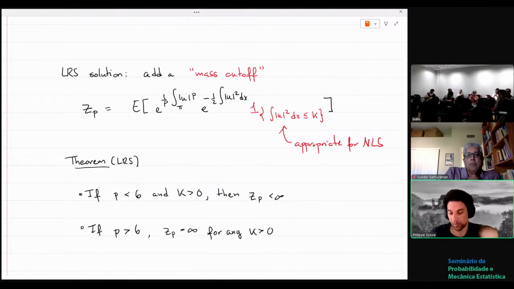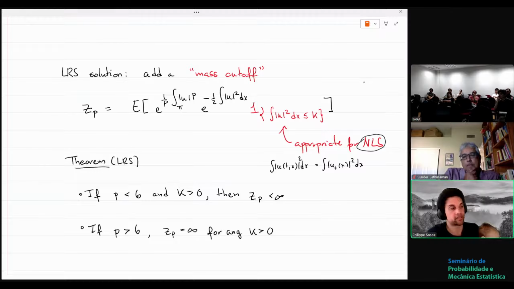The reason why this is appropriate, and why I mentioned it's appropriate for NLS, is that NLS, as an equation, formally at least, satisfies conservation of mass. So if you have a solution of the nonlinear Schrodinger equation, and you look at it at some positive time, its L2 norm is equal to the L2 norm at later times. So putting any sort of function of the L2 norm inside of this expectation is not going to spoil your chances of being invariant.